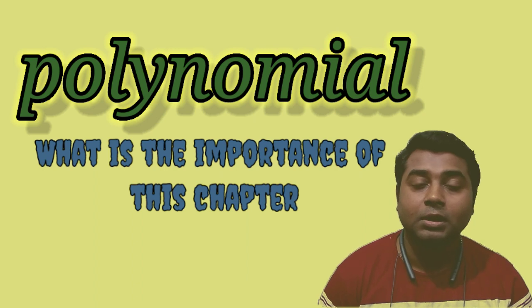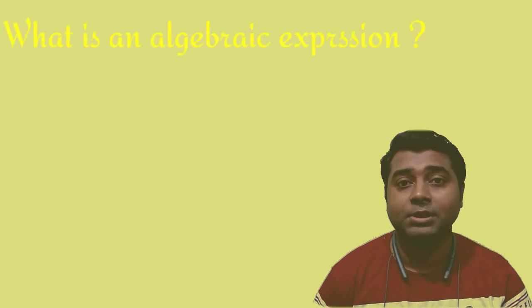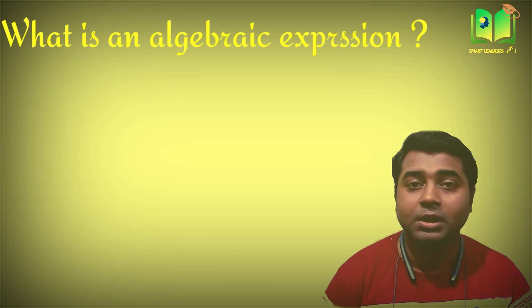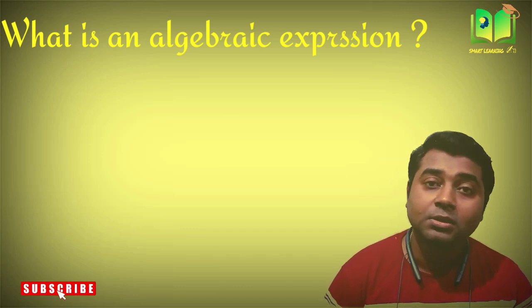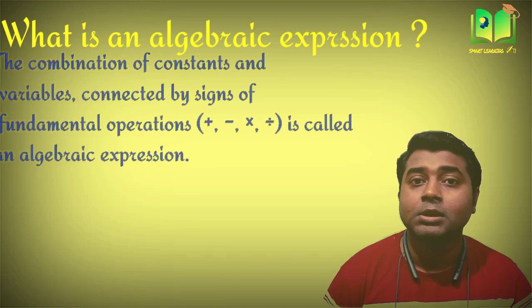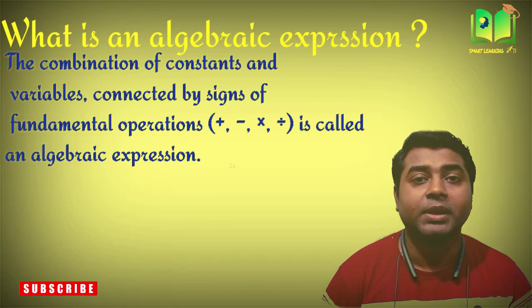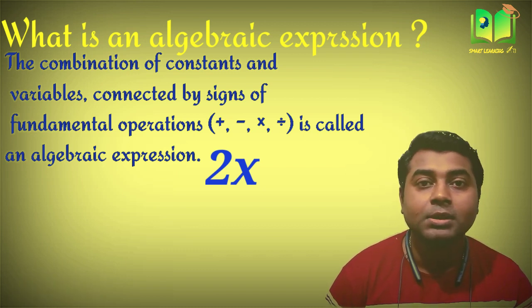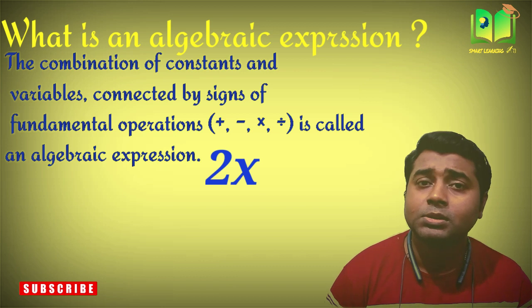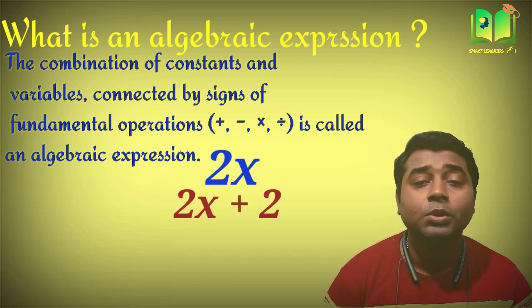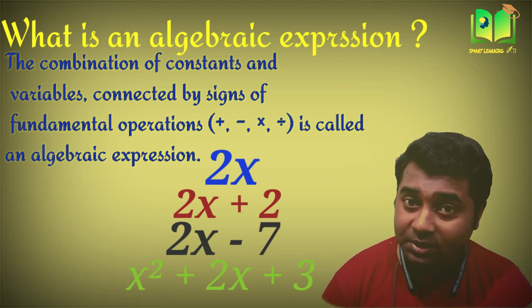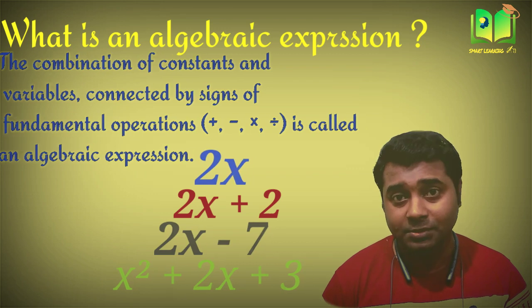Before starting this chapter, we have to know what an algebraic expression is. Definitely we can say some variables are also there. Not only variables, it also contains a constant. Suppose I am saying 2x. Here 2 is the constant term and x is the variable. This 2x is an algebraic expression. In the same way we can say 2x plus 2, 2x minus 7, x square plus 2x plus 3. These are examples of algebraic expressions.